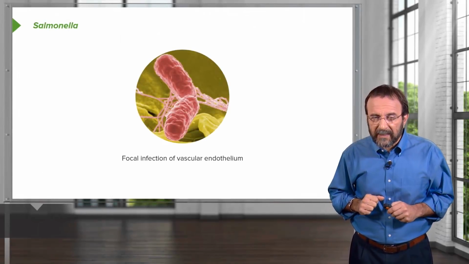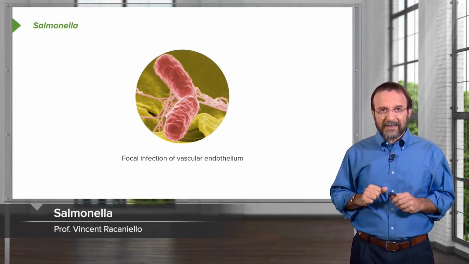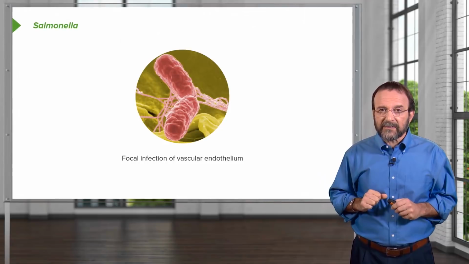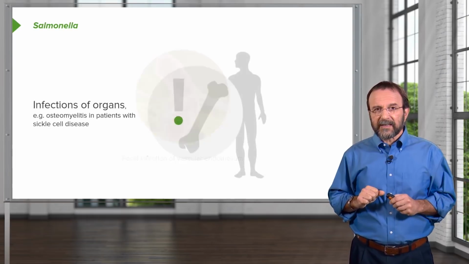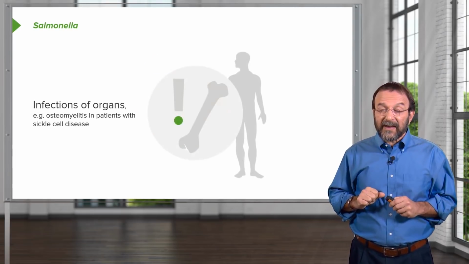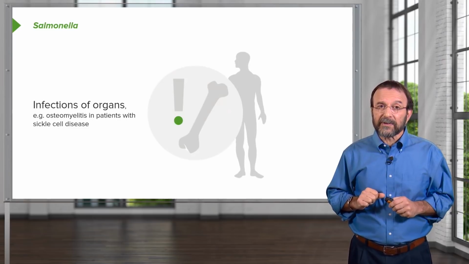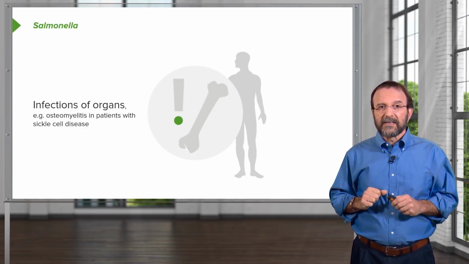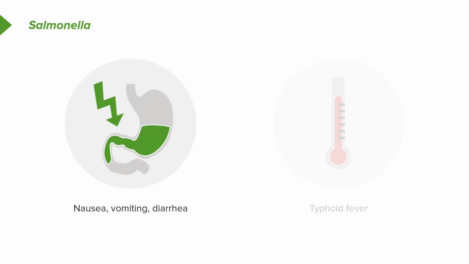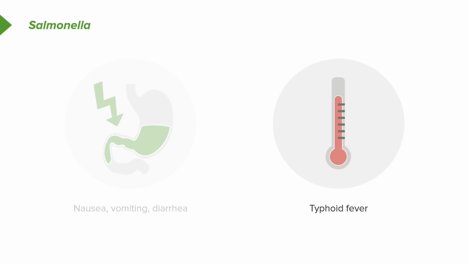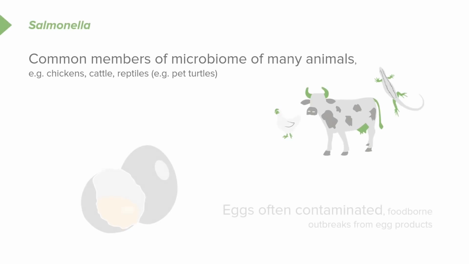Now let's move to Salmonella. These are another strain of enteric bacteria that cause focal infection of the vascular endothelium, may cause bloody diarrhea, as do some of the E. coli strains. These bacteria infect not just the gut, but a variety of other organs as well. They can infect the bones, for example, in patients with sickle cell disease causing osteomyelitis. Infections with Salmonella are associated with nausea, vomiting, and diarrhea. And then another consequence with different strains is called typhoid fever, in which we have systemic spread of the bacteria.